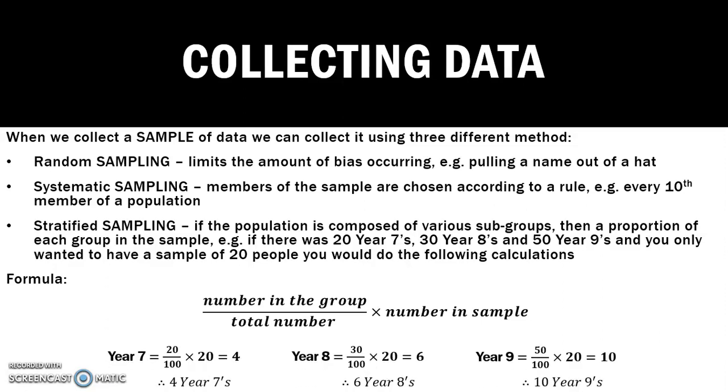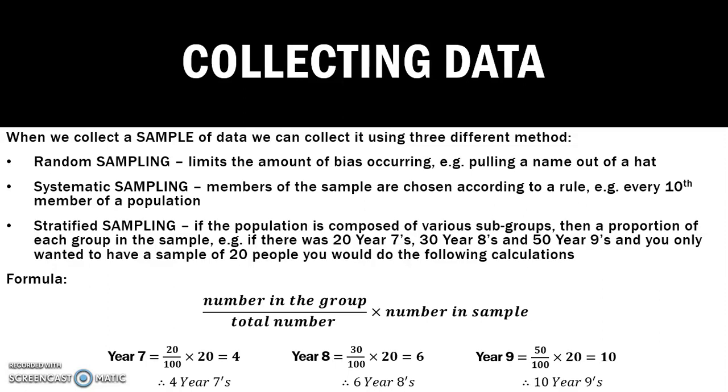So if we were to work out the number of year 7s, there's 20 year 7s in the group. Over the total number, there is a total of 100 people for this, and then we times it by the number in the sample, which is 20. So 20 over 100 times 20 equals 4. So therefore, we'd want 4 year 7s.